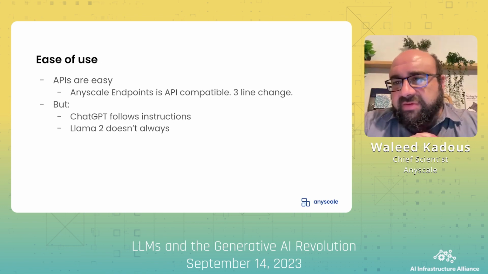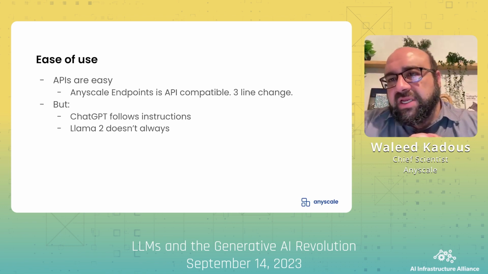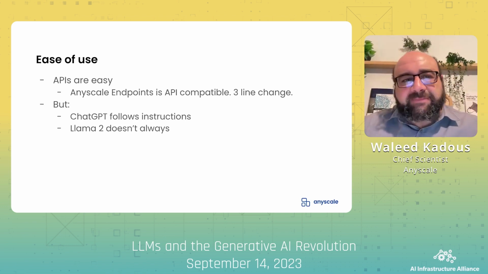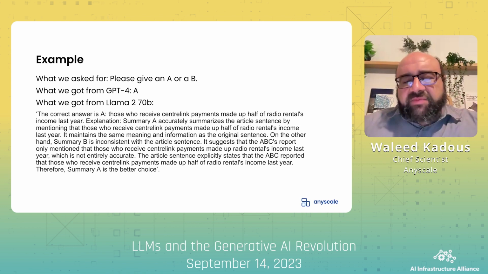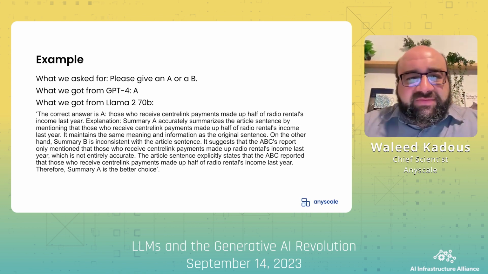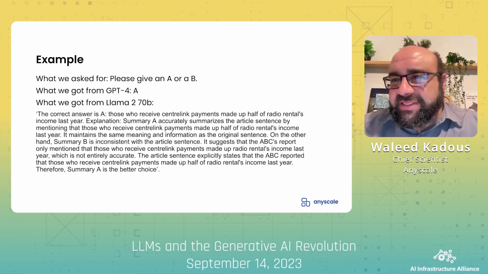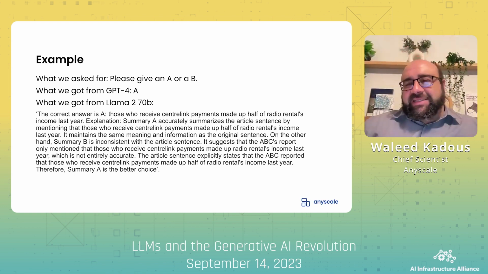In particular, what we found is that the commercial models tend to be better at following instructions because they spent more time on tuning it to follow instructions. Llama 2 doesn't always follow instructions. So let me give you a concrete example. Remember when we were doing that example with factuality evaluation? We asked it to give us an answer: is it A or B that's correct? And sure enough, GPT-4 gives you a nice, clean answer like A.